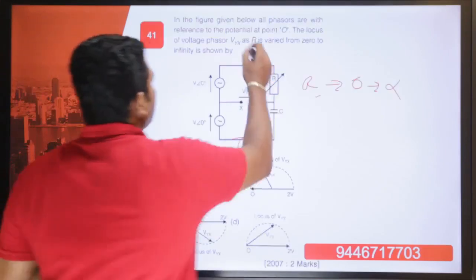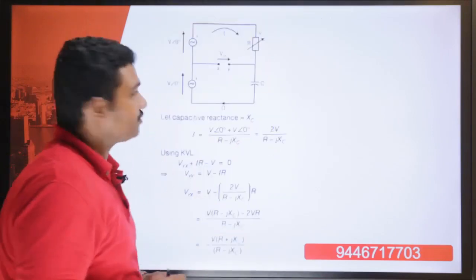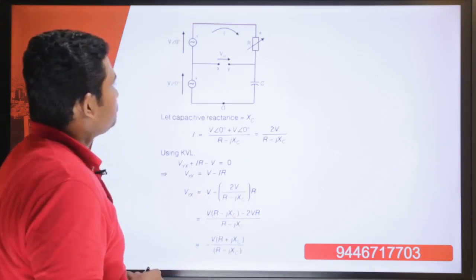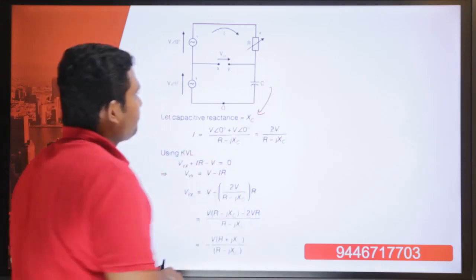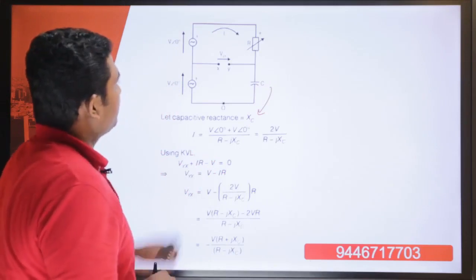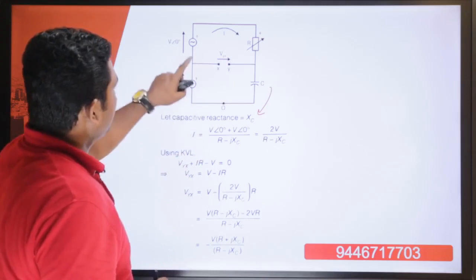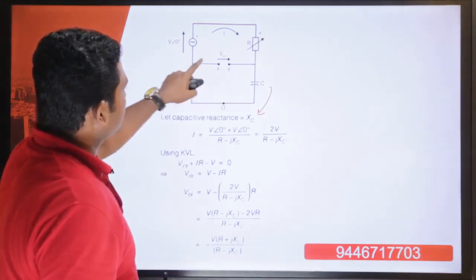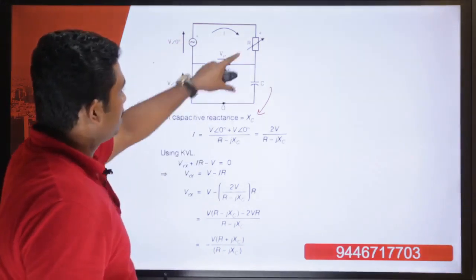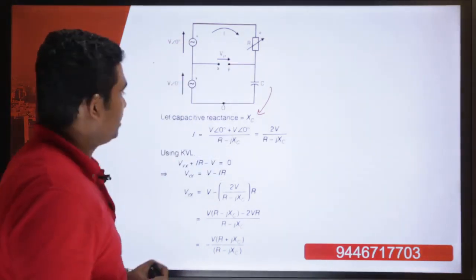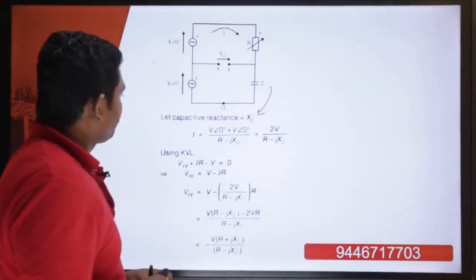Now we have to find out the locus of the voltage phasor Vyx. So we will have to make an equation for Vyx. Let us assume that the capacitor reactance of C is Xc. So we are going to make an equation for I. What is an equation for I? It is V angle 0 plus V angle 0, the net voltage, divided by net impedance. What is net impedance? Net impedance is R minus jXc. So here it becomes 2V divided by R minus jXc.